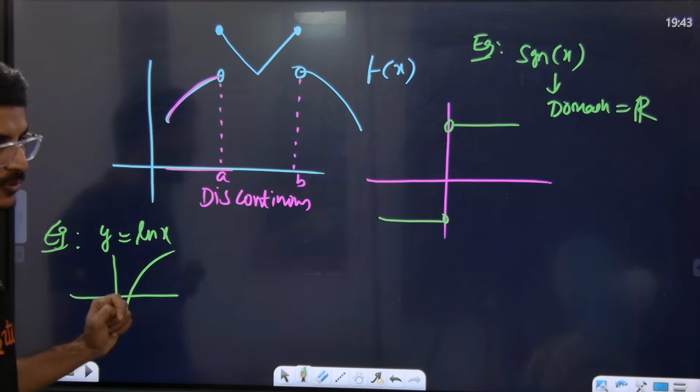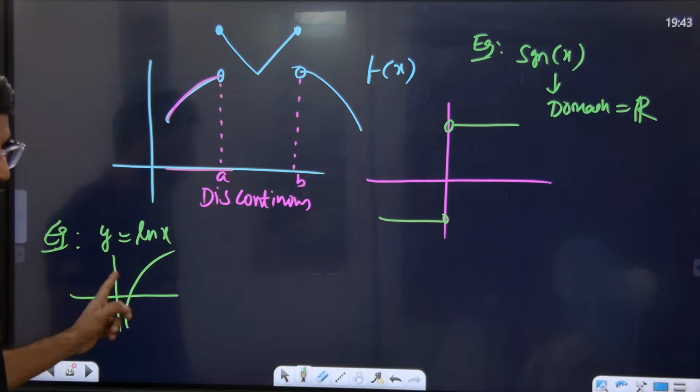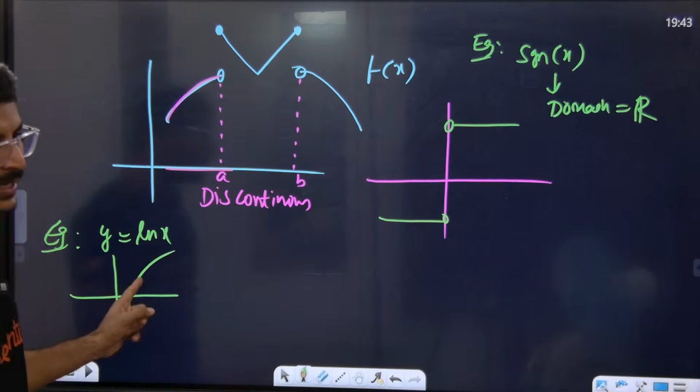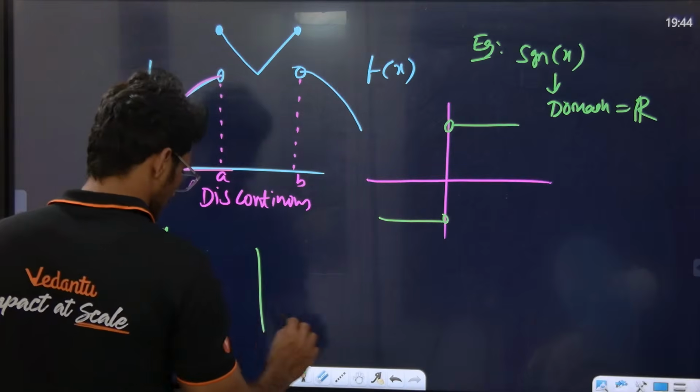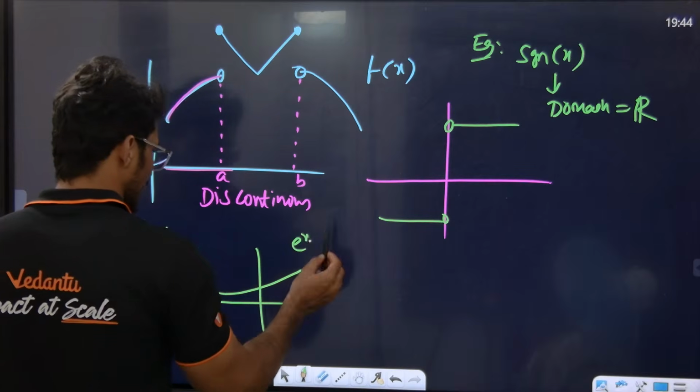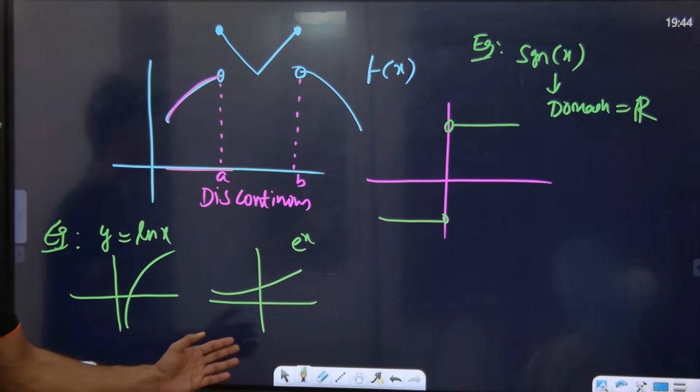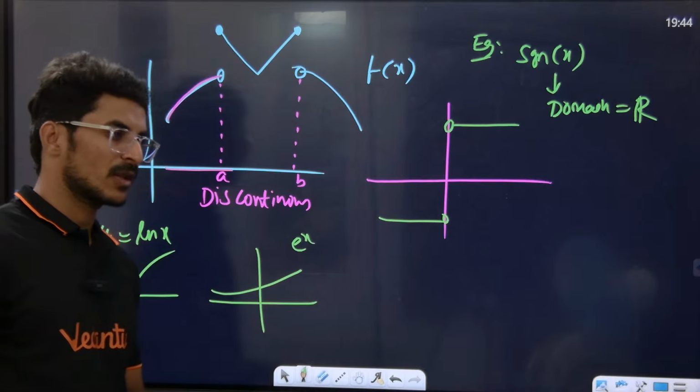In our domain it is continuous. In ln x's domain it is continuous. See, in our domain it is continuous only. Sir, what does e power x look like? E power x will be like this. This e power x, is it continuous or not? It is continuous. In our domain it is continuous. Are you getting the point or not?